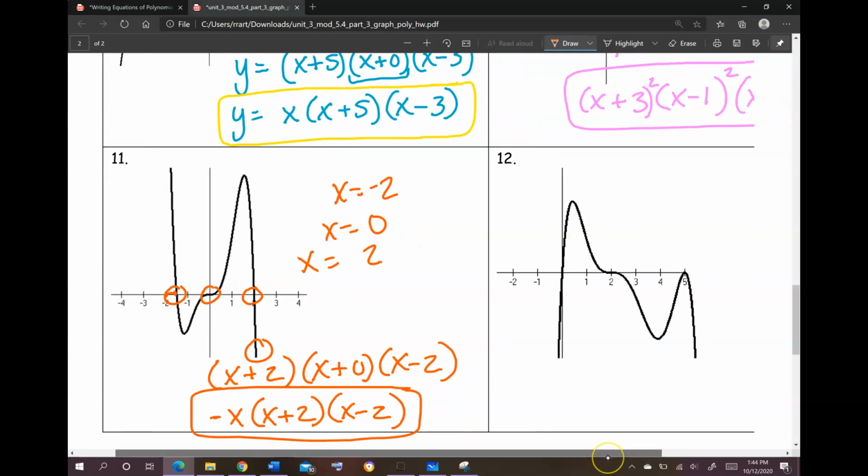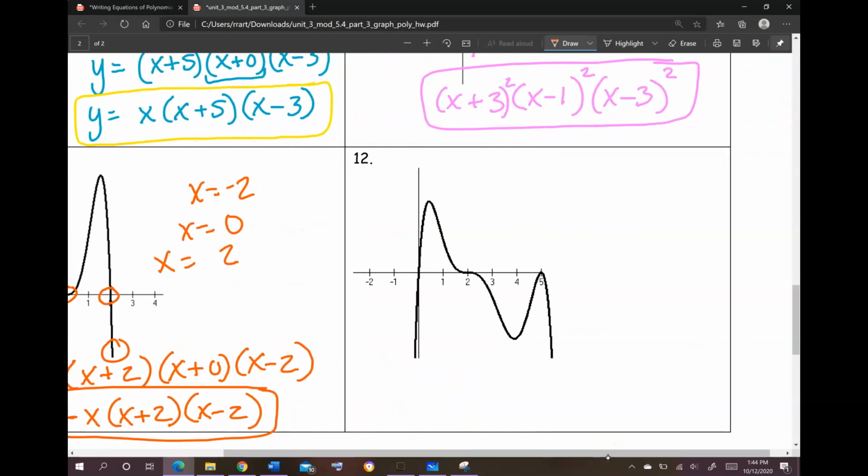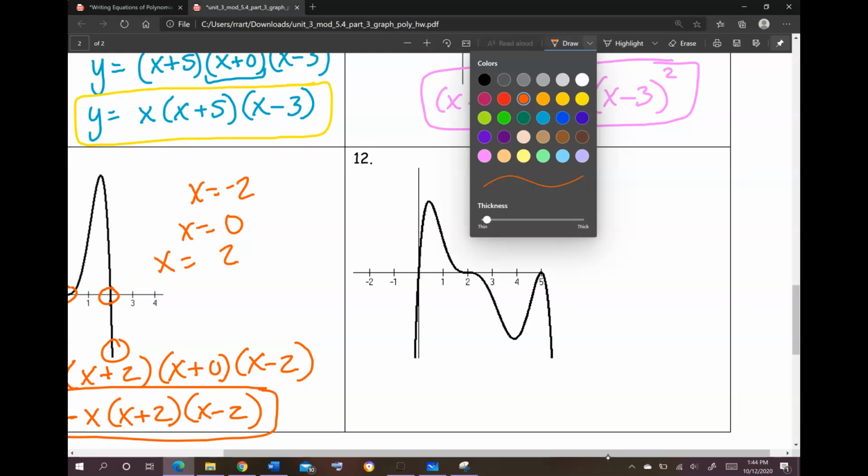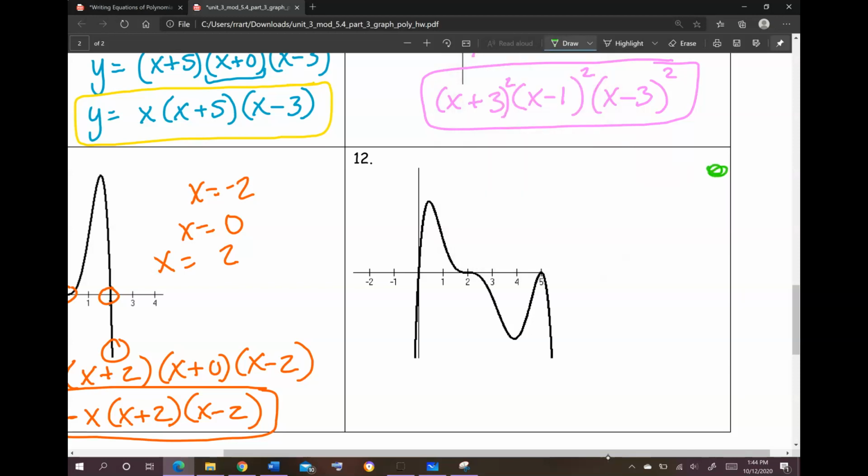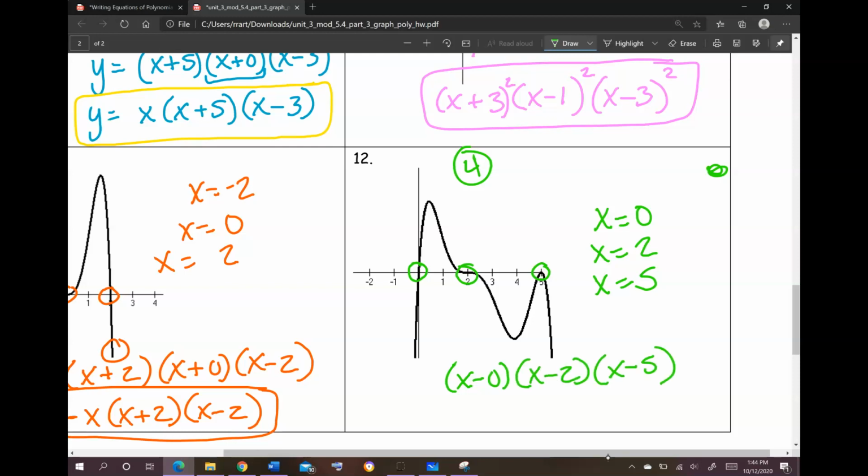Okay? Last one. Let's end on a pretty one. I really want to do this green. Okay, it's good. You guys can see it. So I've got a 0 here, here, and here. Okay, so x equals 0, x equals 2, and x equals 5. Now, so I have 1, 2, 3, plus 1 would be 4. So I need all of them to add up to 4. Okay, so I've got x minus 0, x minus 2, and x minus 5. Now, I don't need that x minus 0, so I'm going to turn that into an x.